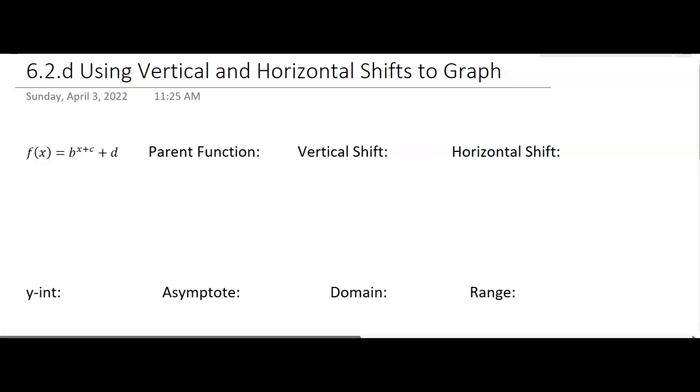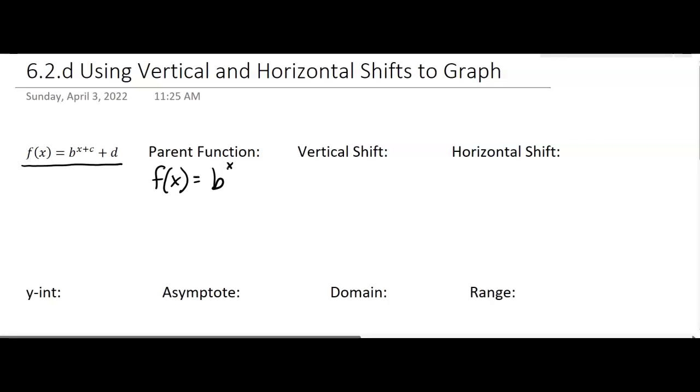Okay, so this is just kind of a summary of what we were talking about, putting it all together. So here's an example of a function that would have a vertical shift and a horizontal shift. That would be the form. Okay, so the parent function is just b to the x. So you might want to graph that first.